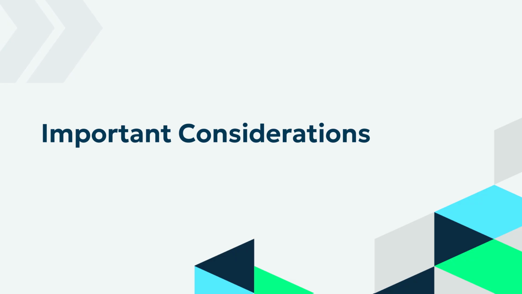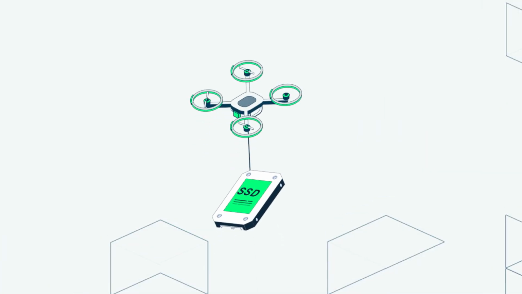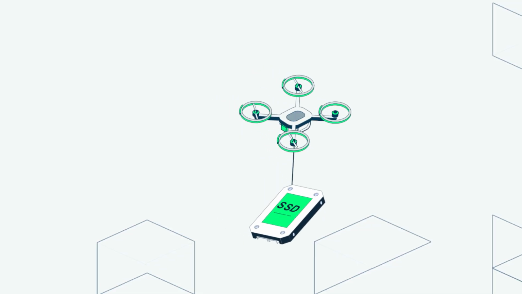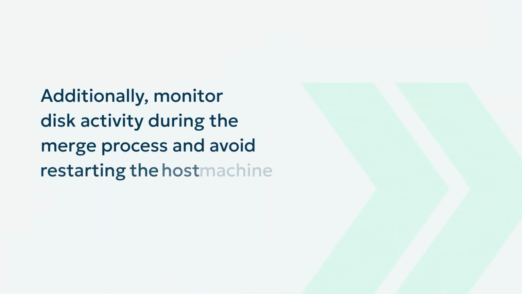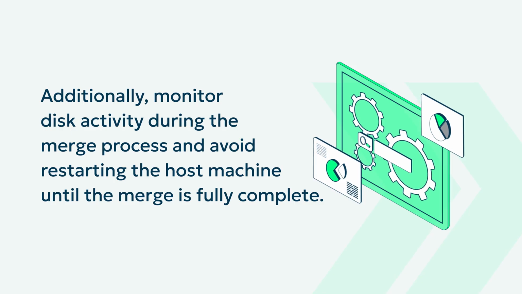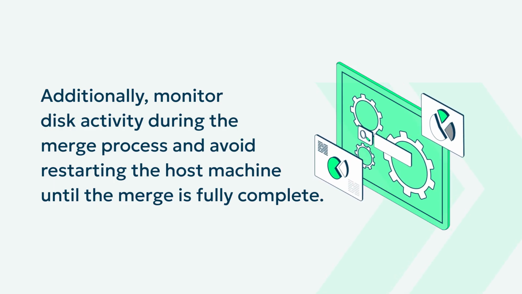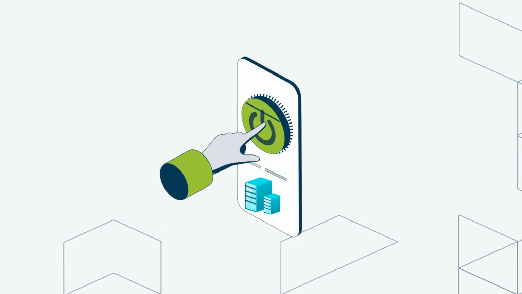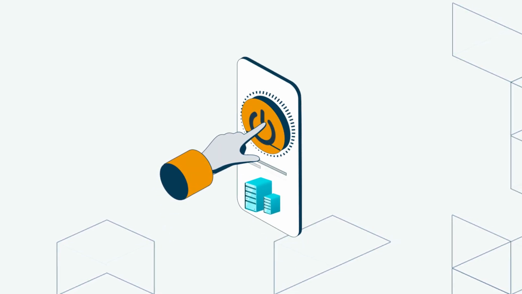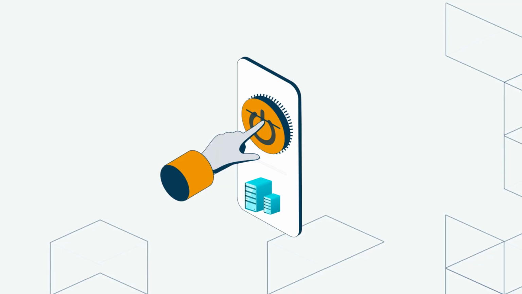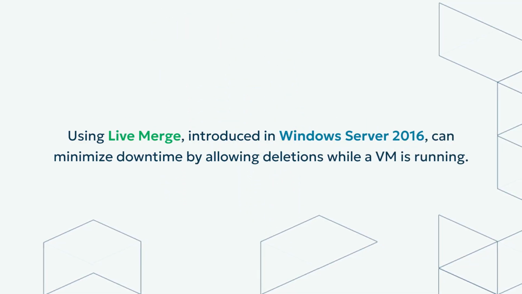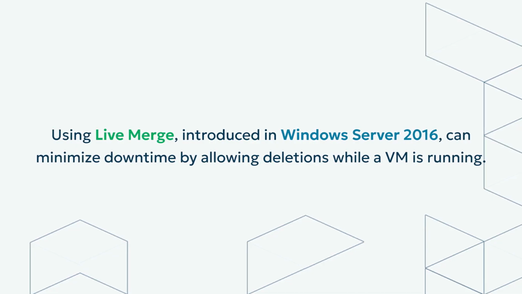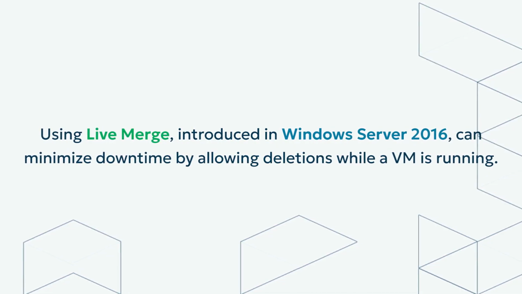Important considerations. Checkpoint merges rely on available disk space, and deleting one that's still in use can cause data issues. Additionally, monitor disk activity during the merge process and avoid restarting the host machine until the merge is fully complete. Always ensure your VM is powered off before manual merges and confirm that your backup software isn't relying on old checkpoints. Using Live Merge, introduced in Windows Server 2016, can minimize downtime by allowing deletions while a VM is running.